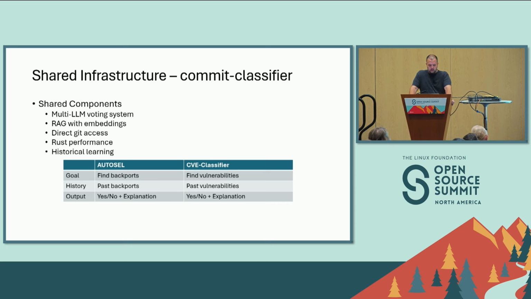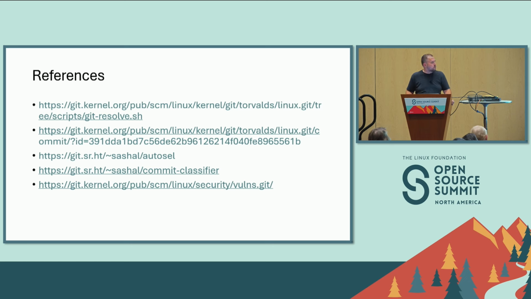Oh, let me jump to this slide. There's references to everything from this slide, both to the commits I've shown that are landed upstream. This is the git resolve script, the commit that AI wrote to transform hash table. This is the Autosel tool. This is the shared infrastructure. This is really where the heavy lifting is. And this is the vulnerabilities Git repo.